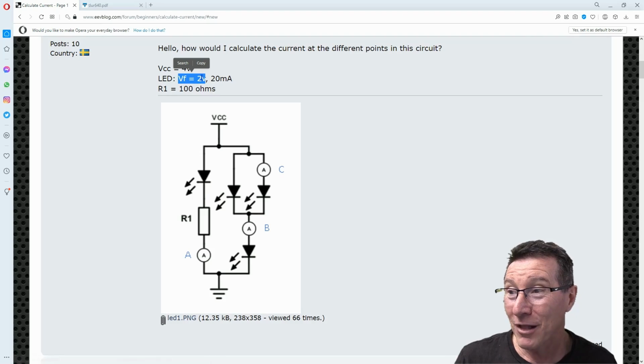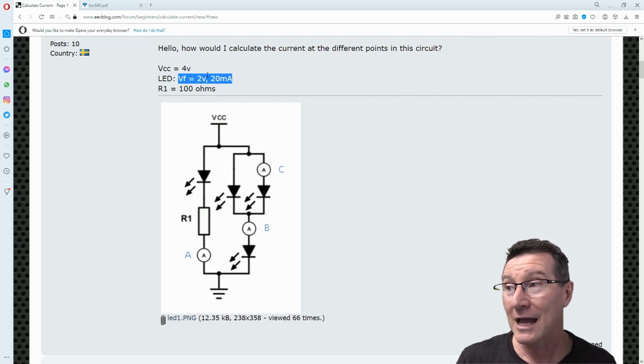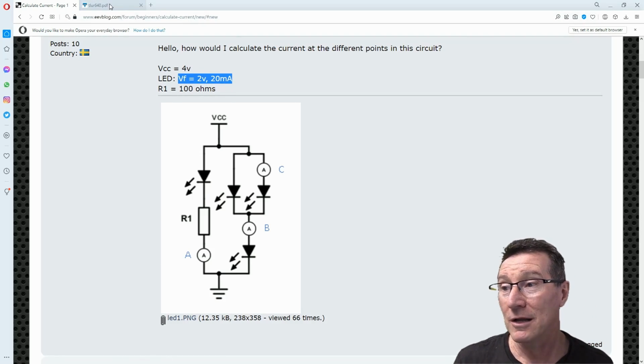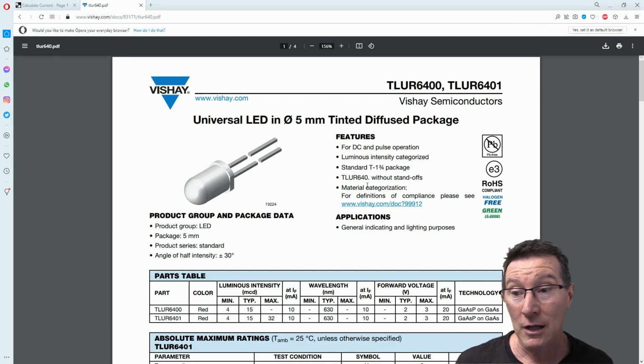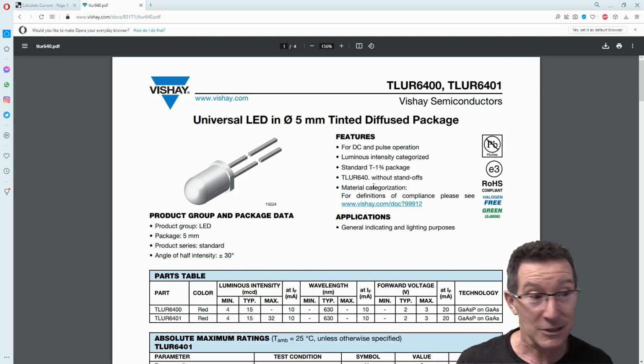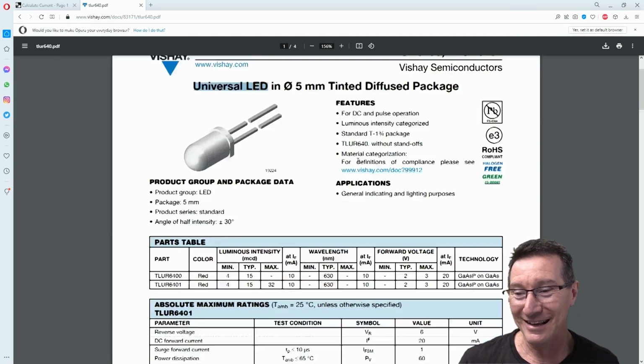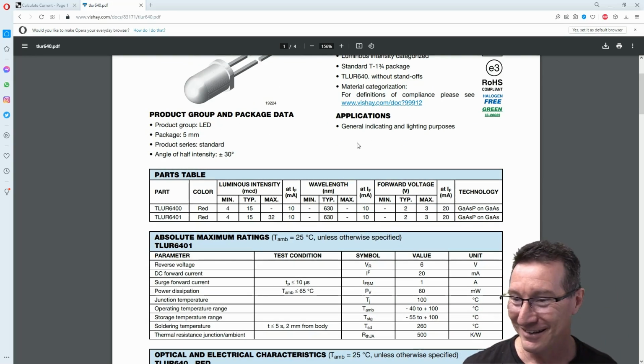But here's the problem: they only tell us 2 volts at 20 milliamps. They only give us the one data point, of course. But an LED is a non-linear element. So let's just go to a data sheet here. This is literally a universal LED, right? A 5mm universal. Love it.